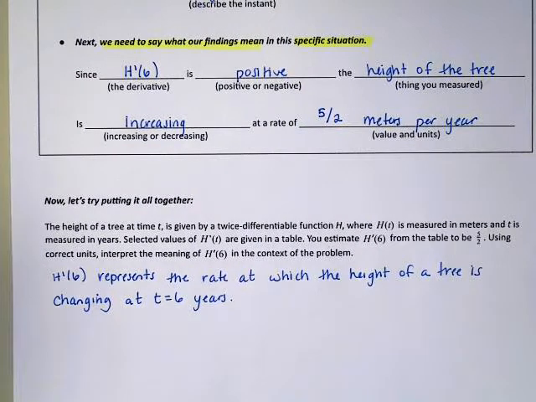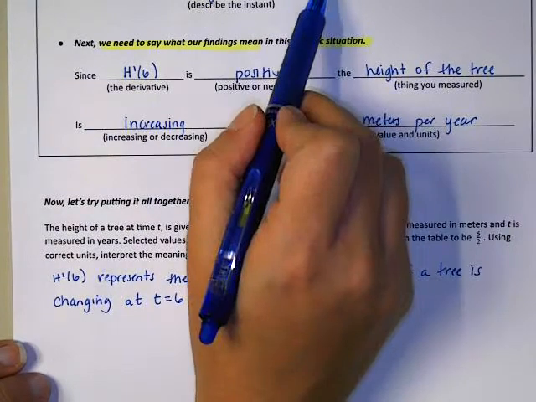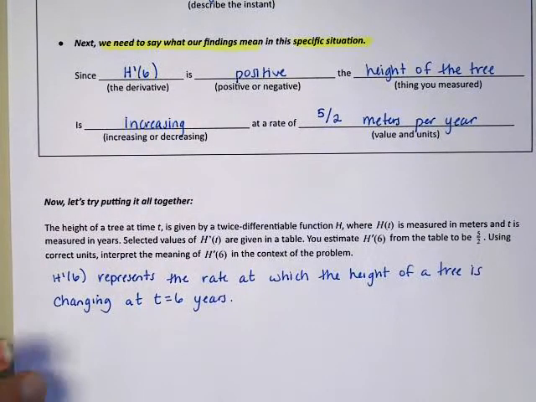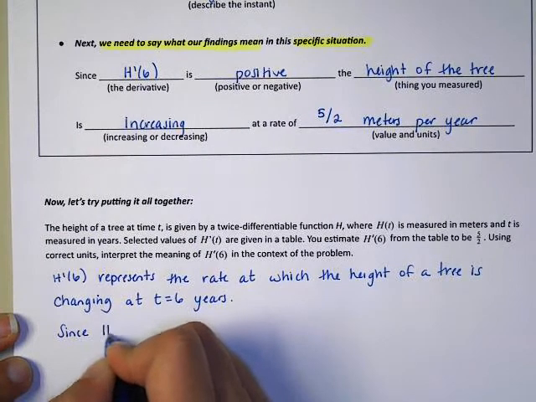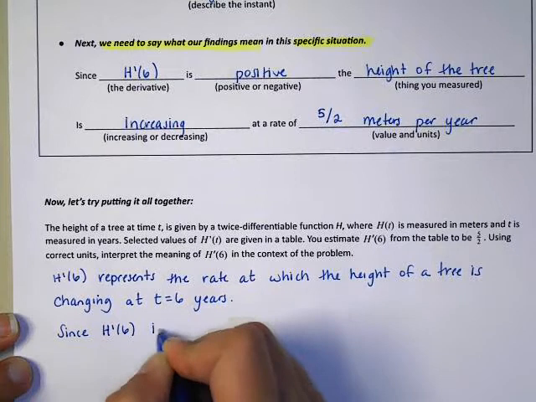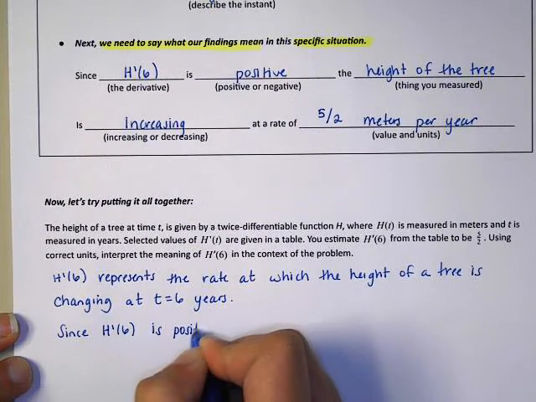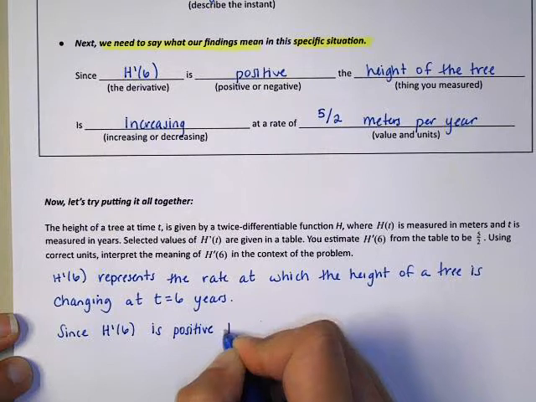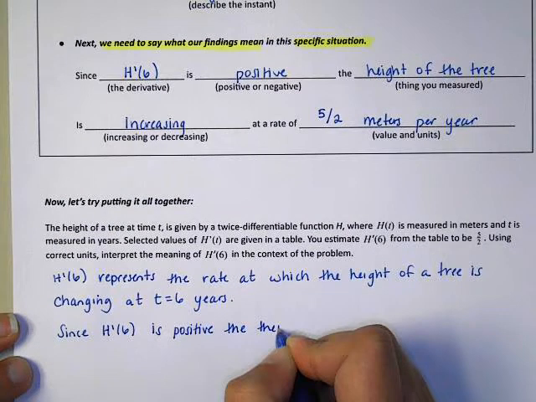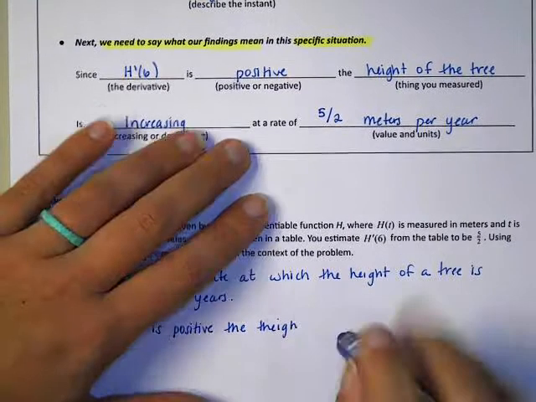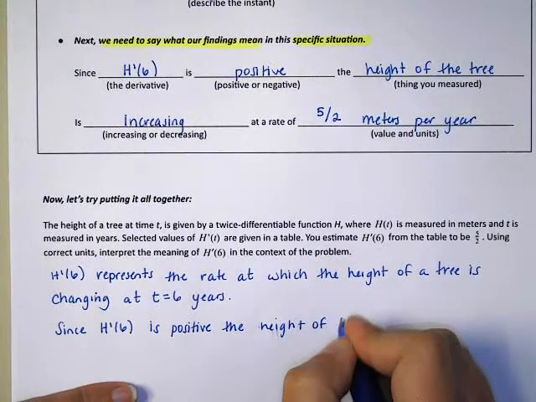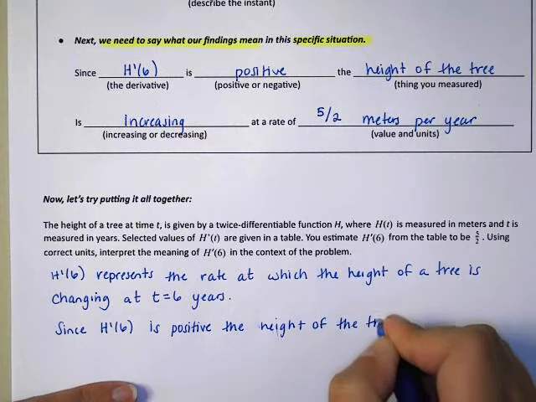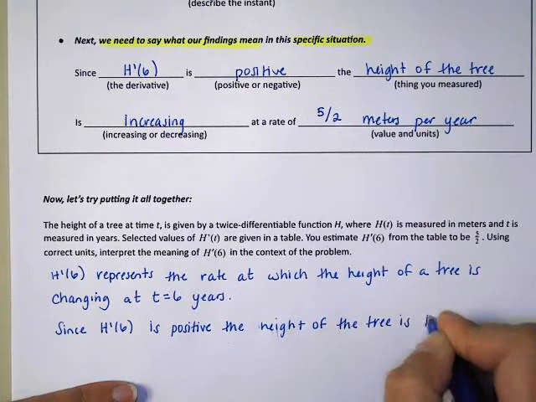So that first sentence needs to come kind of out of your brain, but it's this framework that we're following up here that's going to allow us to build that sentence. Then we're going to say specifically in this case, since h prime of 6 is positive, the thing that we measured, the height of the tree, is increasing.